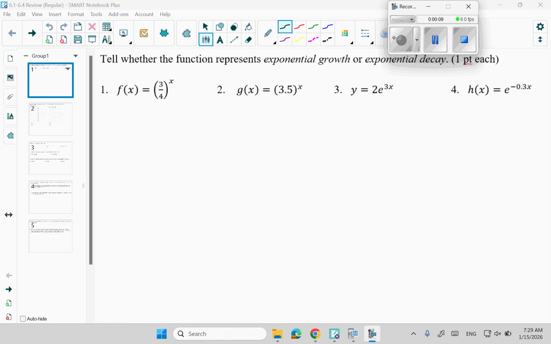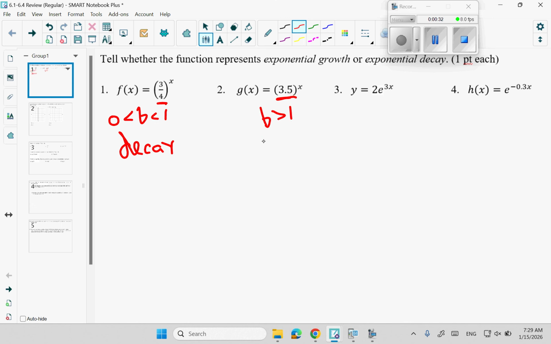First one, tell whether it's growth or decay. So the first thing I look at is whether it's an E or not. This is clearly not an E. So if this number is between 0 and 1, that is a decay function. Here, not an E, but it's bigger than 1, so therefore that has to be a growth function.